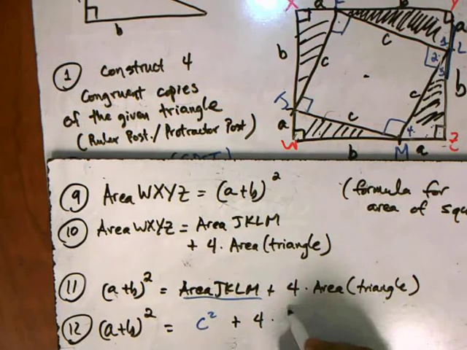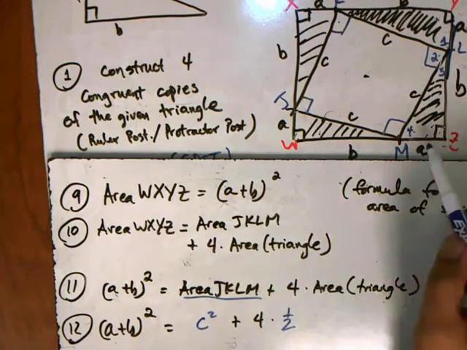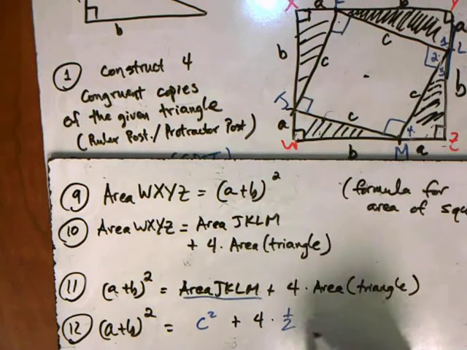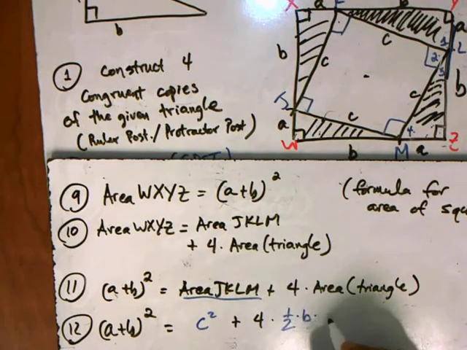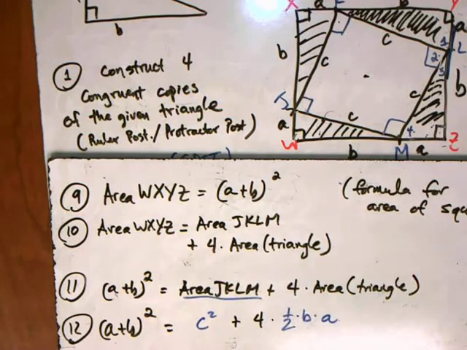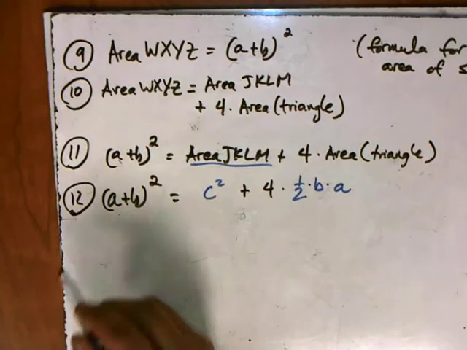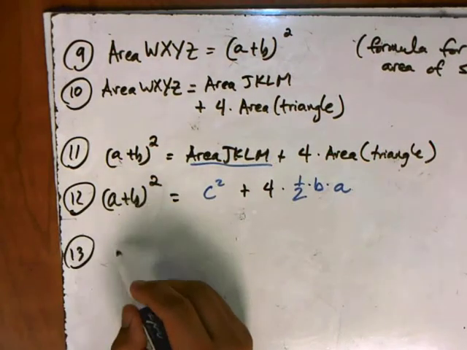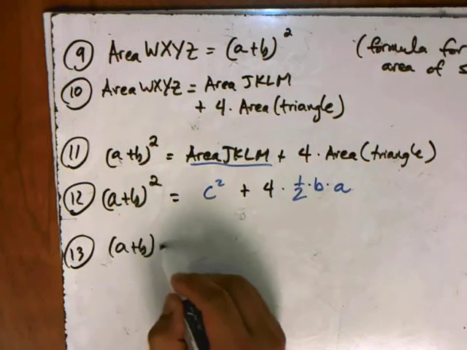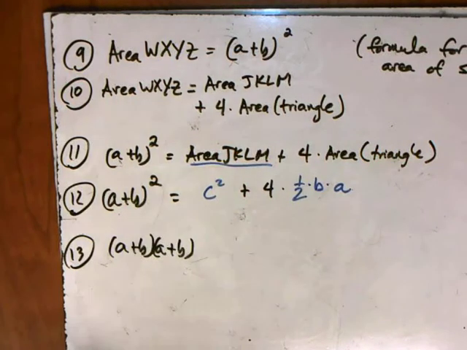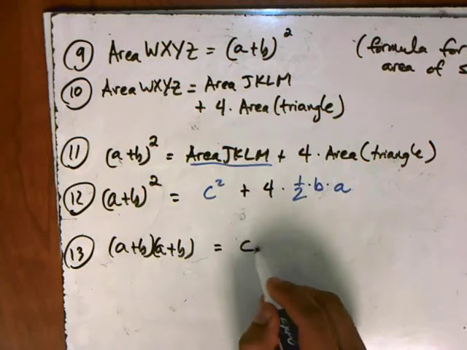Well, this is really 1/2. The base of the triangle here is b, and the height of the triangle is a. So times b times a. And then we do a little bit of algebra. So I'm going to cover this up here, so I have enough space to do my algebra. So this is really (a plus b) times (a plus b). Be careful, it's very tempting just to say it's a squared plus b squared, but that's not really true. And I'll simplify over here.